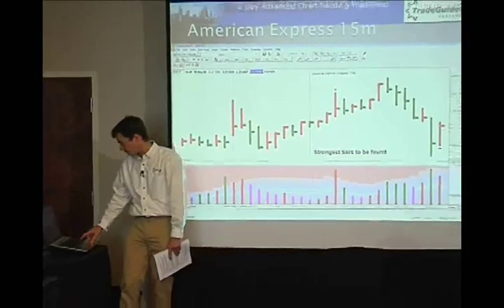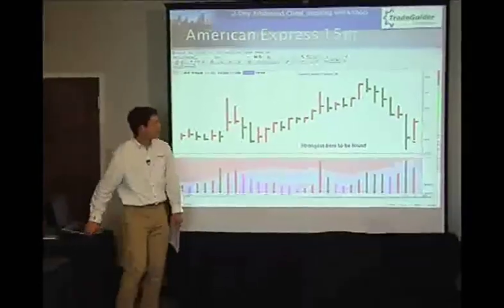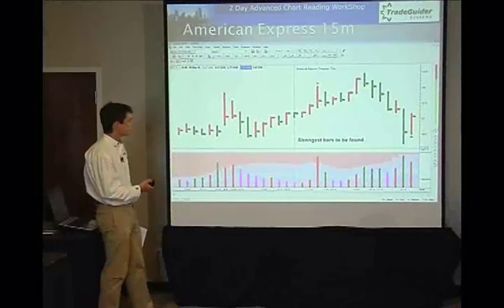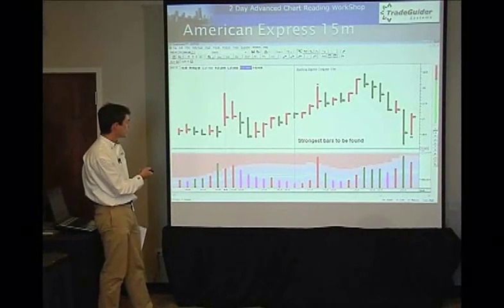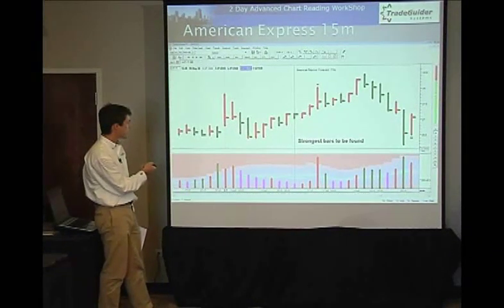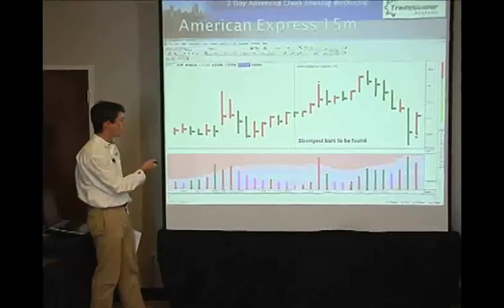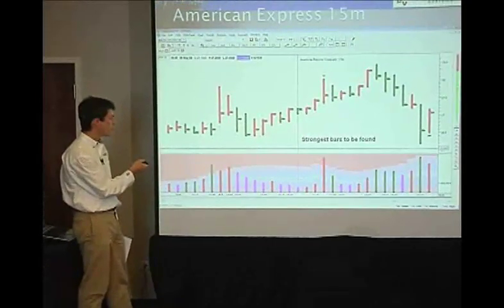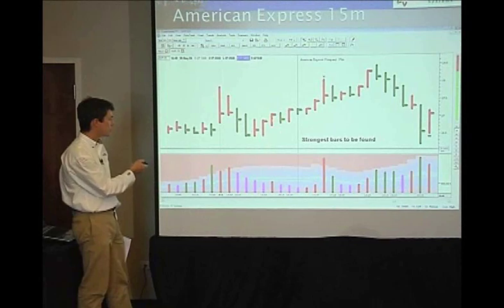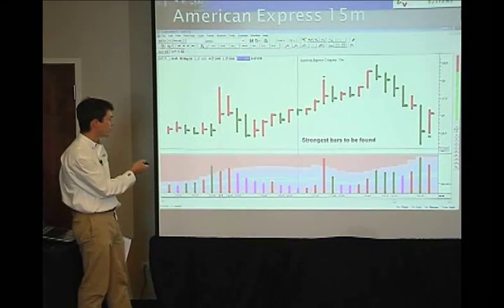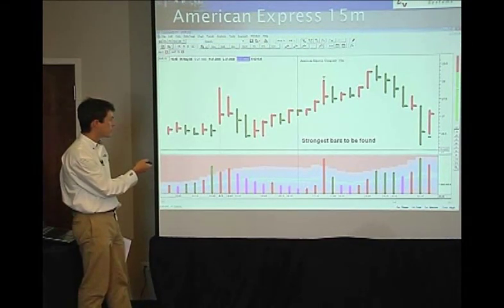Okay, so again, the strongest bars to be found are tests in a rising market. The market comes down on low volume, and it starts to go up, and then in an uptrend you're looking for down bars on low volume. Then you've got a slight increase in the volume with a decreasing volume on down bars, and then you've got a test there.